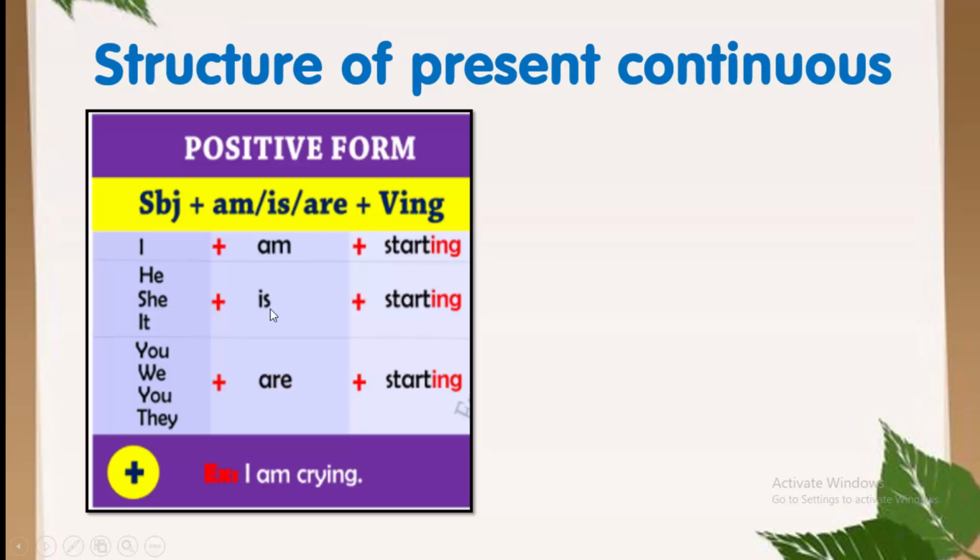He, she, it plus is, and verb ing, starting. So he is starting, she is starting, it is starting. You, we, you, they. You becomes two because sometimes we count it as singular and this one we call plural. Even if it is the same word, sometimes you think of different meanings. So that's why they put two you. You are starting, we are starting, you are starting, they are starting.